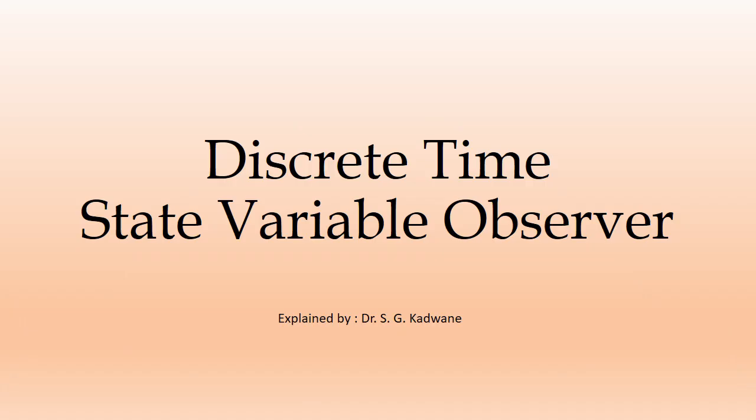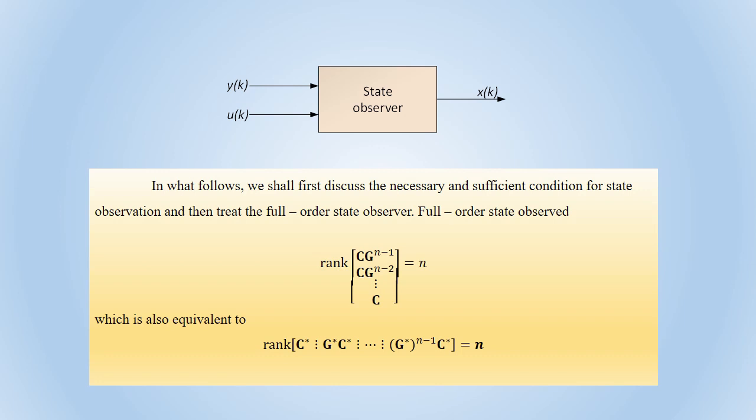The next topic we are going to cover is the discrete time state variable observer. Till now we have considered the design of the state feedback matrix K, but now we are going to see the analogous problem, called the design of the state variable observer. Up till now we have considered that all the state variables are measurable, but in practice it may happen that the state variables are not measurable.